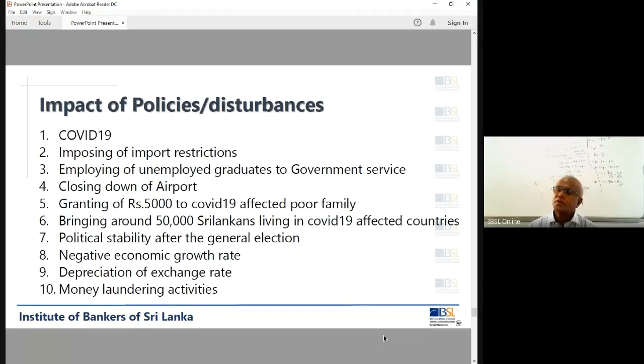Okay, COVID, imposing of import restrictions. We have banned imports now. Luxury, non-luxury, non-essential imports have been banned. The government is employing unemployed graduates in government service. Now the government has recruited, I'm not quite sure, around 20,000 graduates, so the 5,000 number, but now they have hired them to the government services. Closing down of borders: March 18 or 16, we closed down our ports and airports. Granting 5,000 to COVID-19 affected poor families. For 2 months, the government granted this to poor families.